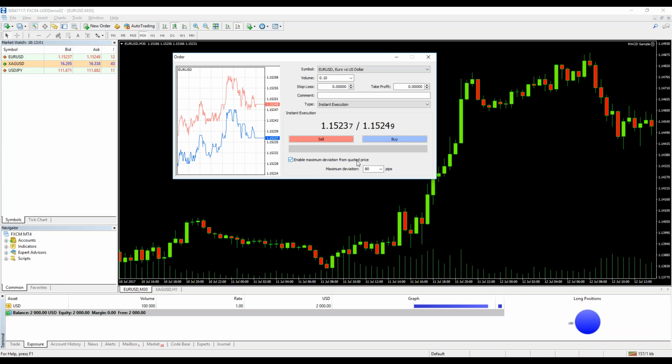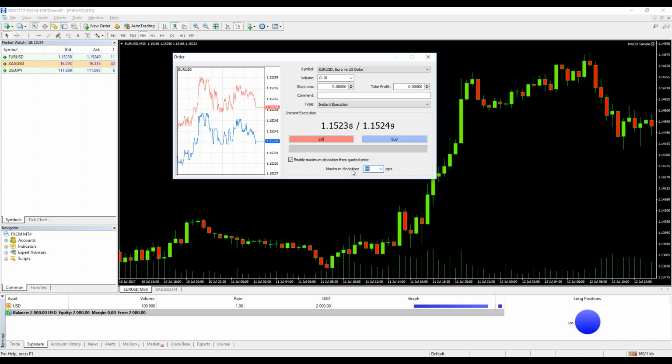What this maximum deviation from quoted price means is that you're giving leeway in the price of the currency, or the commodity. You're giving leeway plus or minus this amount of pips when placing the trade. So you're placing the trade and you're allowing the market to move up or down 80 pips in order to place the trade. So that means that your trade can be executed at 80 pips plus or minus the current price.